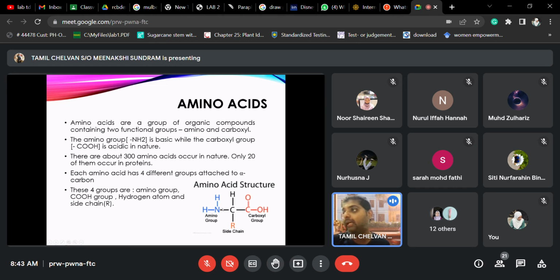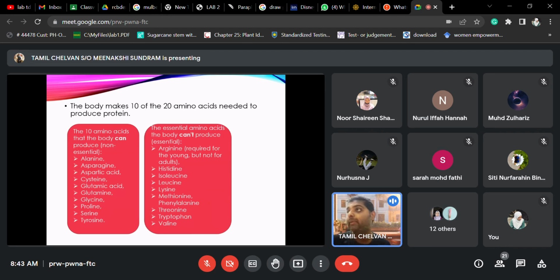Okay, there are about 300 amino acids occurring in nature. Only 20 of them occur in protein. So amino acids are many, 300, but in protein there are only 20 that build up the protein. Each amino acid has four different groups attached to its alpha carbon. These four groups are the amino group, the carboxyl group, a hydrogen atom, and a side chain R. This R side chain will differ. This is the one that will decide what amino acid it is, like proline, or adenine. They're different, right? 300 different. So the side chain will decide on that.